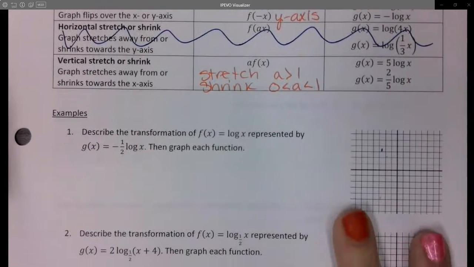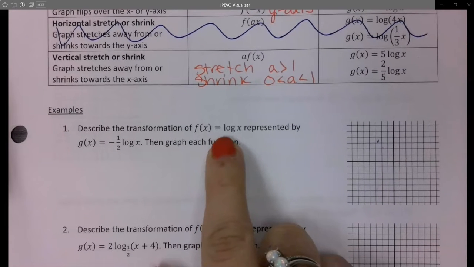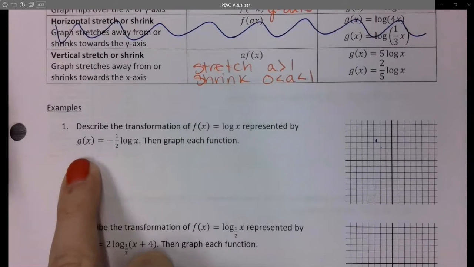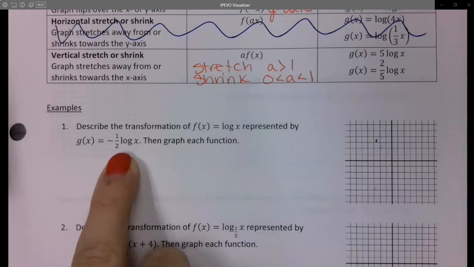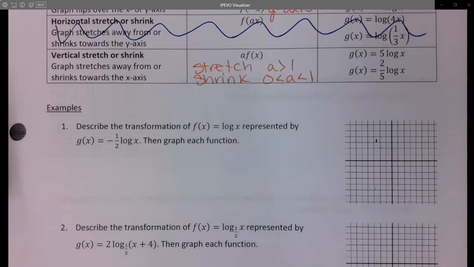Okay. So number 1 wants me to describe the transformation of f of x equals log x to g of x equals negative 1/2 log x. What is the difference between these two functions? The 1/2, and what is that going to do?